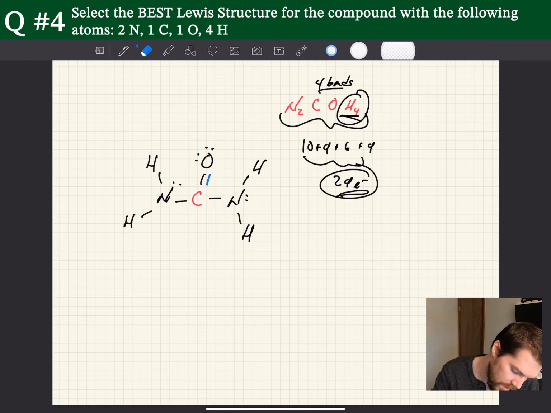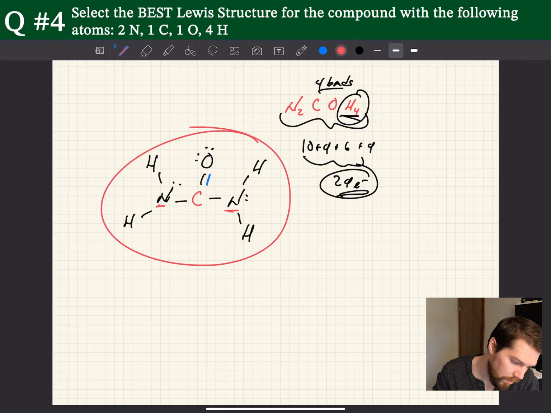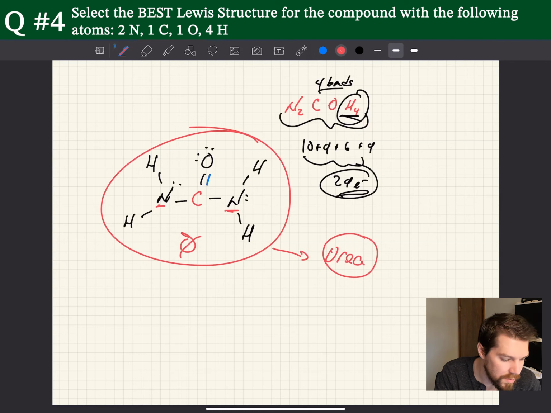Everybody seems to be relatively happy as far as the number of electrons it has around it, or number of bonds, I should say, right? Both nitrogens have 3 bonds, carbon has 4 bonds, oxygen has 2 bonds. That's perfect. If I were to check all the formal charges on these, I would get 0 across the board. So that is our ideal Lewis structure for this compound. And incidentally, this is urea. It's something your body uses, or actually something your body throws away.